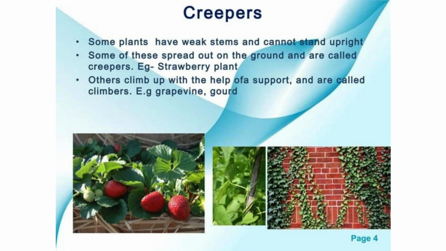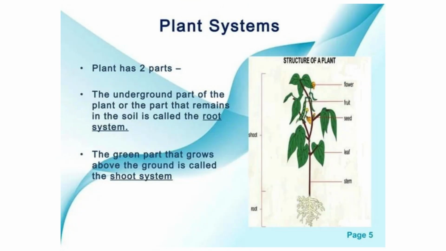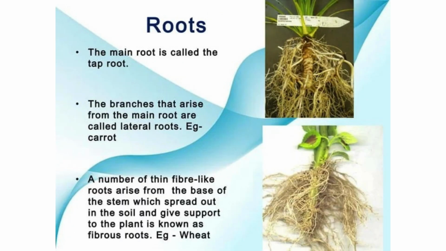Although plants may seem to have a simple, ordinary structure, they too, just like a human body, work on different systems. Plant has two main systems, the root system and the shoot system. The underground part of the plant, or the part that remains in the soil, is called the root system, whereas the green part that grows above the ground is called the shoot system. The main root is called the taproot. The branches that arise from the main root are called lateral roots, example carrot.